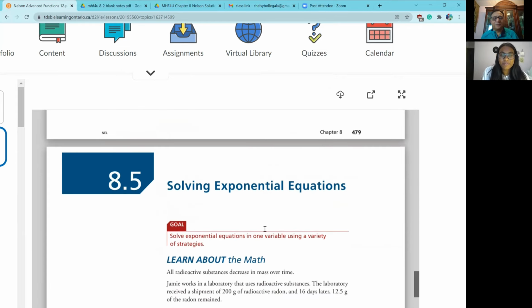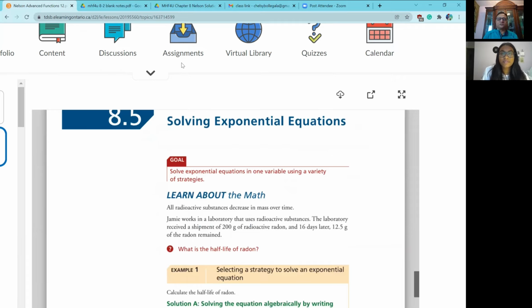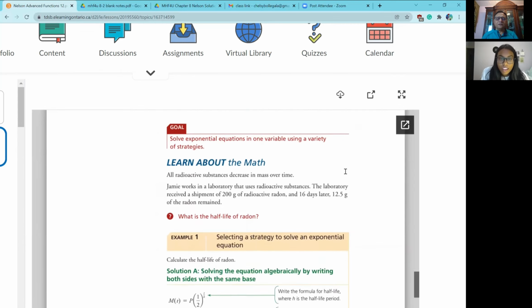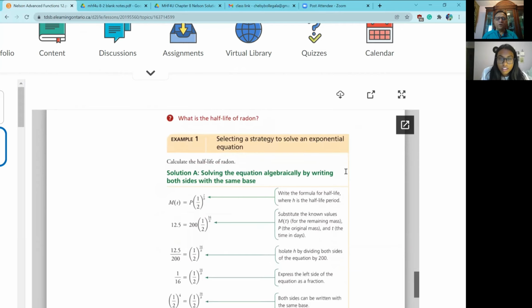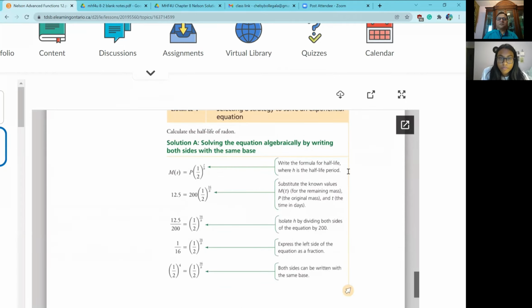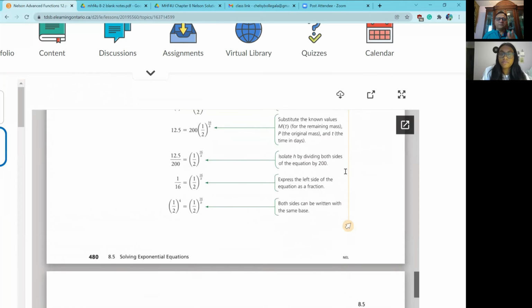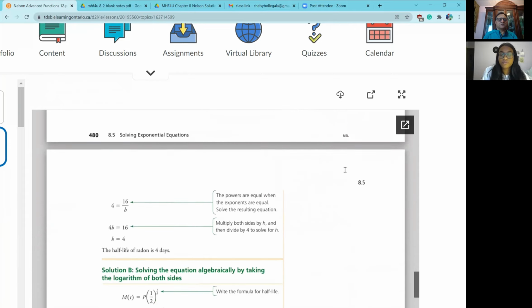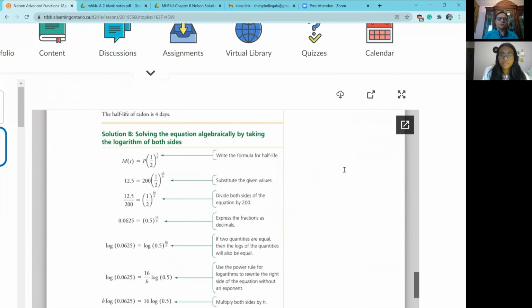Okay, next chapter. Solving exponential equations. Correct. Let's go through this. We did these kinds of questions earlier, right? But this must be slightly more difficult. Okay. So solving exponential functions, that's not a problem at all. Let's go to the exercise.